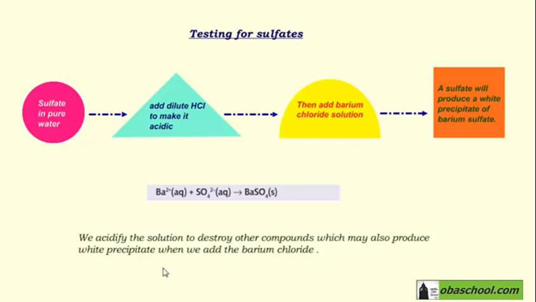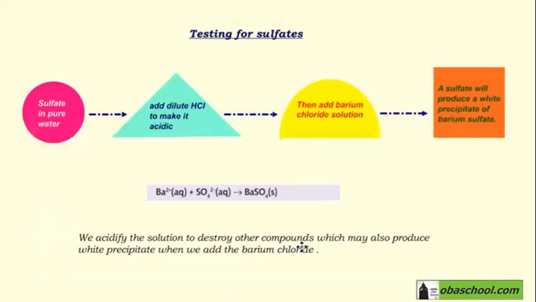The answer is simply we acidify the solution to destroy other compounds which may also produce white precipitate when we add the barium chloride. So we add hydrochloric acid, making the solution acidic, in order to destroy all other compounds in the sulfate that may react with barium chloride and give white precipitate. To be assured more that the sulfate alone reacts with barium to produce barium sulfate and not other unknown compounds.